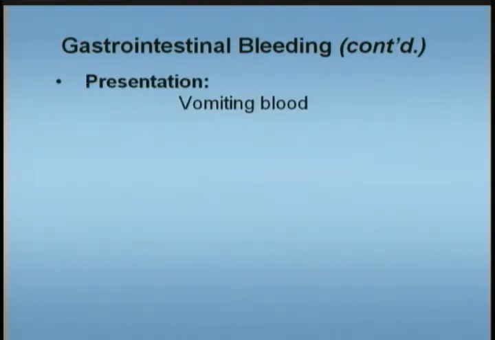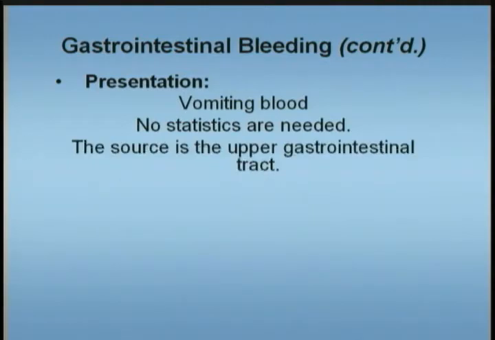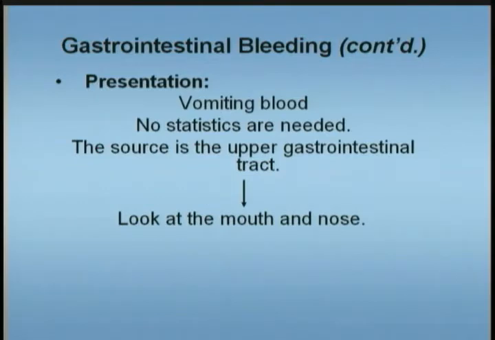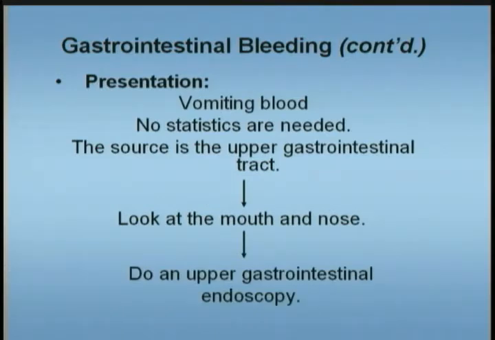But the way the presentation comes also helps you decide what's going on. If the patient is vomiting blood, you don't need any of the statistics that we talked about, because if you are vomiting blood, the source is in the upper GI tract. You cannot be bleeding from hemorrhoids and have the blood swim upstream all the way through your GI tract to end up in your mouth. And so when that is the case, we look at the mouth and the nose and follow with an upper GI endoscopy.